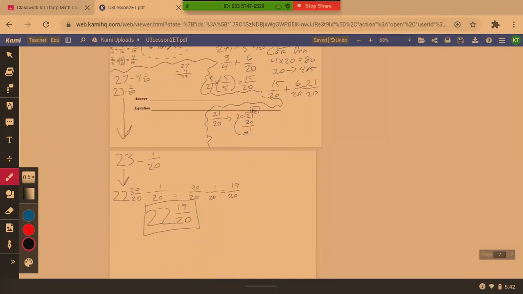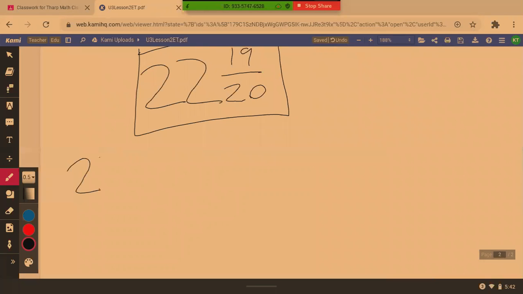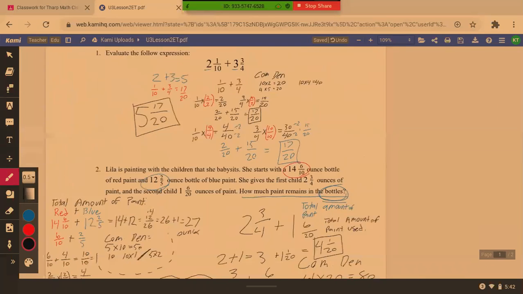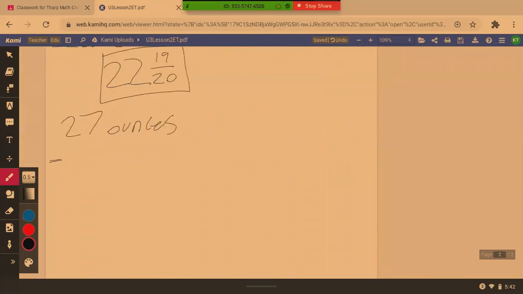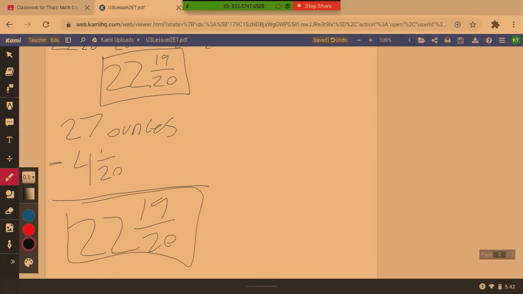So we started off with 27 ounces of paint. Let's write this all down. We started off with 27 ounces of paint. Then we used how much? We used 4 and 1/20. And we have 22 and 19/20 ounces left. That's how much paint is left.